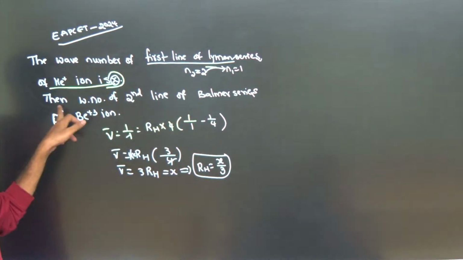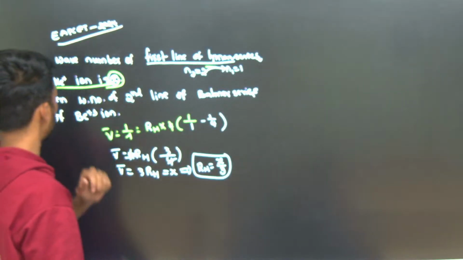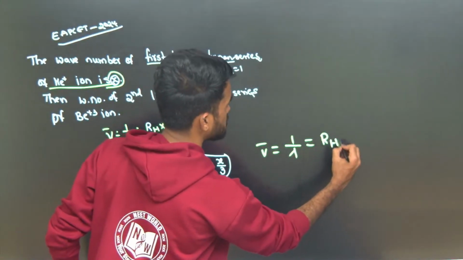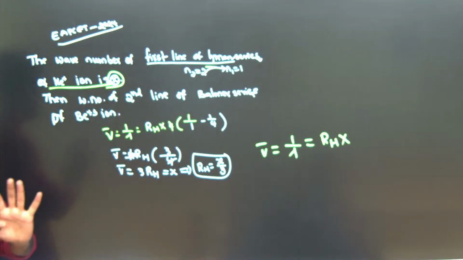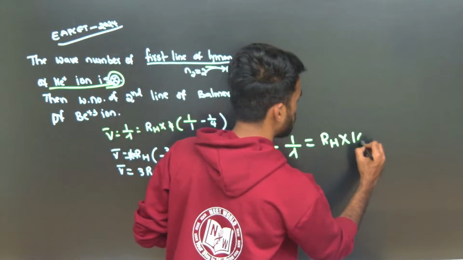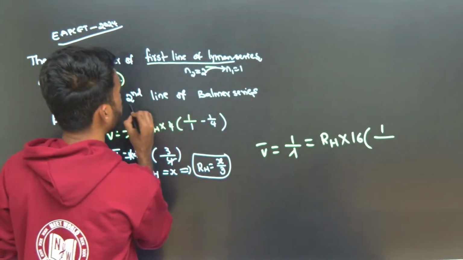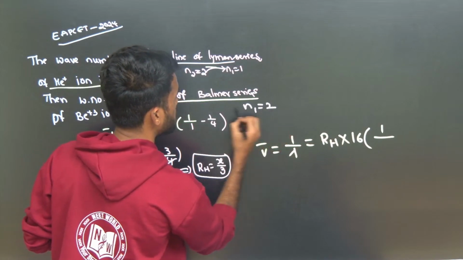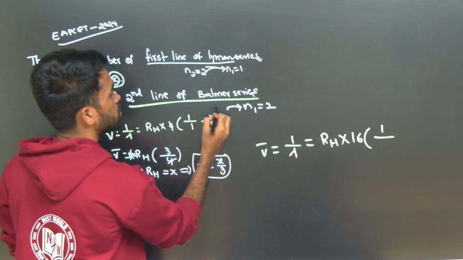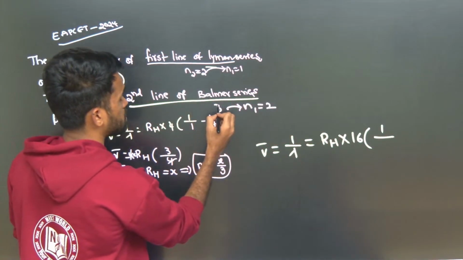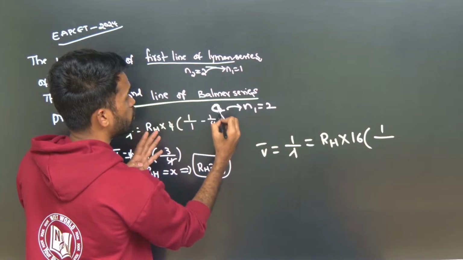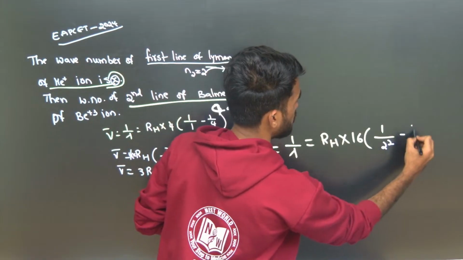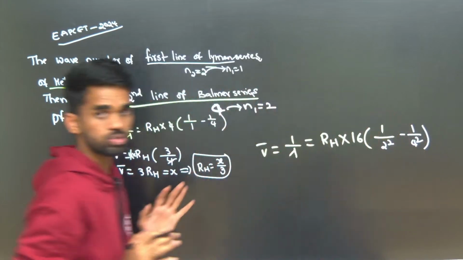Now we can substitute this for the second case. For beryllium, nu bar, which is 1 by lambda, equals RH times Z square. Beryllium's atomic number is 4, so Z square is 16. Then 1 by N1 square minus 1 by N2 square for the second line of the Balmer series. In the Balmer series N1 is 2. The first line is from 3 to 2, but they say second line, which means from 4 to 2. So N1 is 2 square and N2 is 4 square.